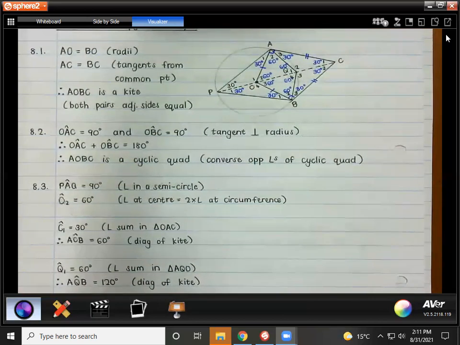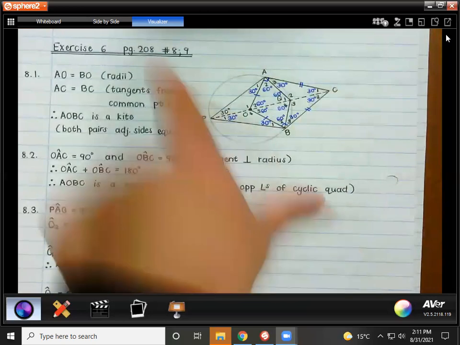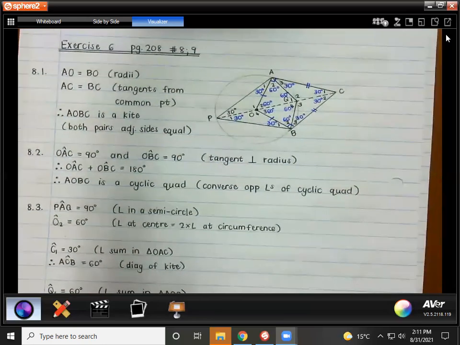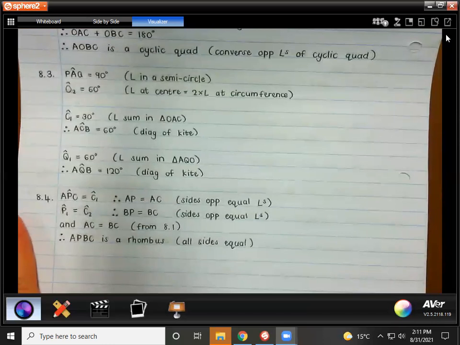Any other suggestions for finding AQB? It was a bit confusing because you had so many angles and so many of them were the same as well. So there was a lot going on. There were lots of 30-degree angles, a lot of 60-degree angles. So there would have been lots of different ways of finding it.